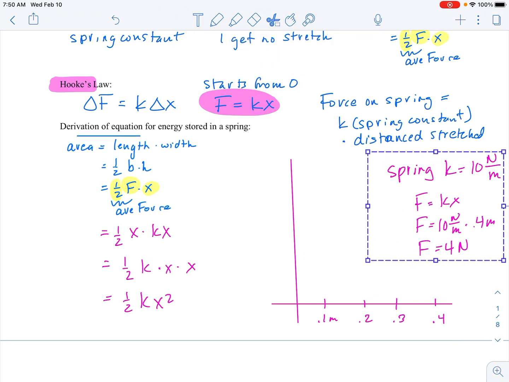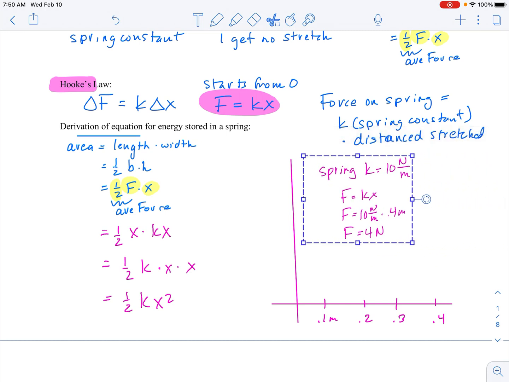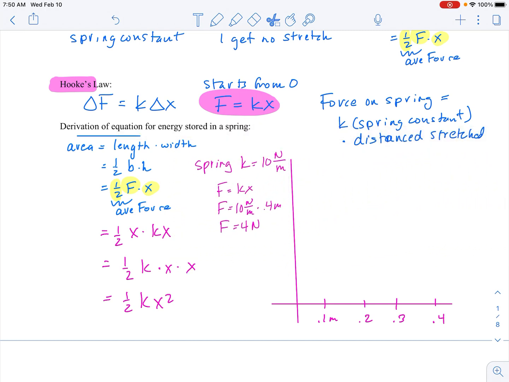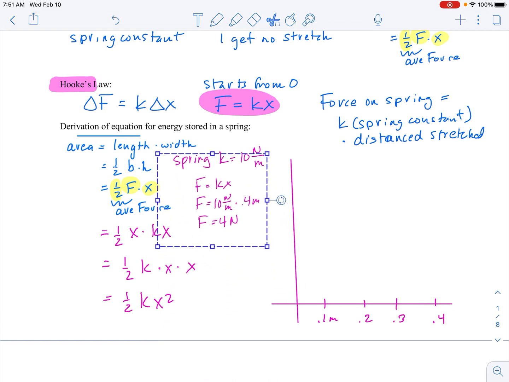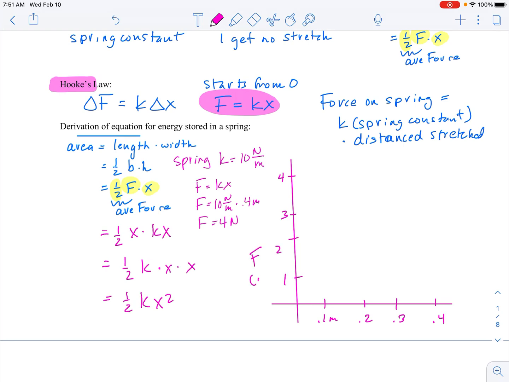I've kind of painted myself into a corner here. I'll use Notability to help me out. Let me move this a little bit more. So on the y-axis, I know that this needs to go up to 4 newtons. 3, 2, 1. So I've got force in newtons, and I've got stretch in meters. And the graph for the stretching of a spring is going to look like that.